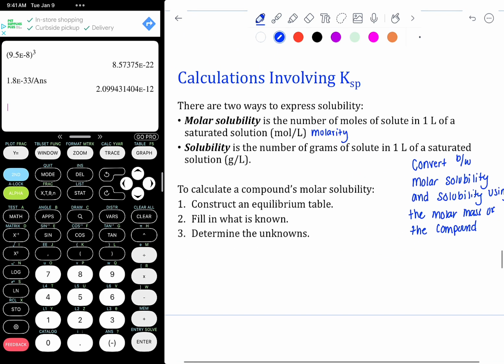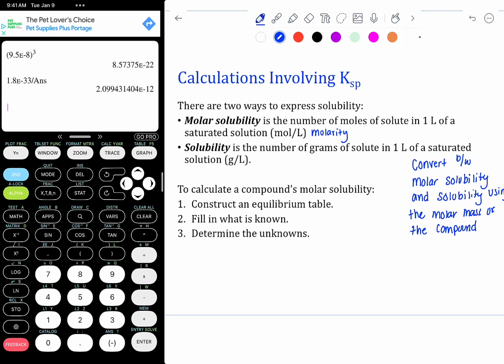So if we're talking about molar solubility, we're talking about moles per liter as our units. If we're talking just about solubility, we're talking about grams per liter. And if we need to convert between those two values, we can use the molar mass of the compound we're looking at.